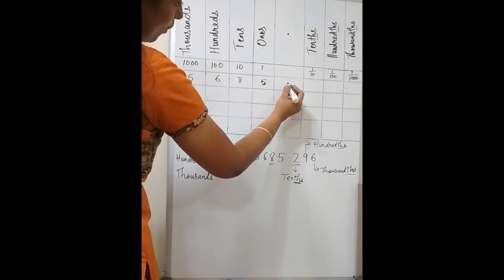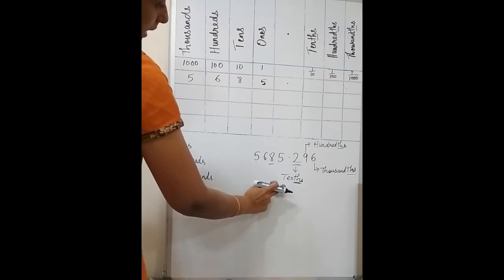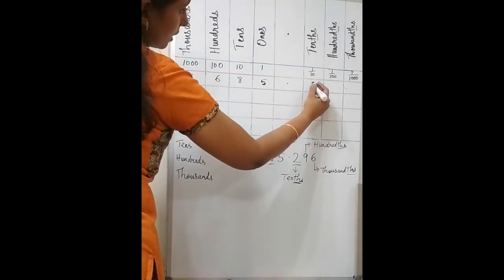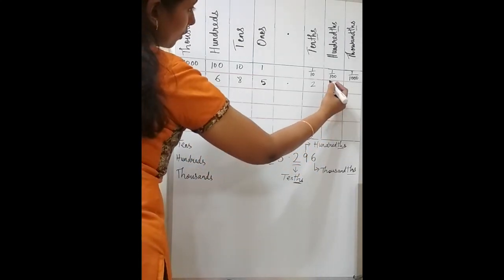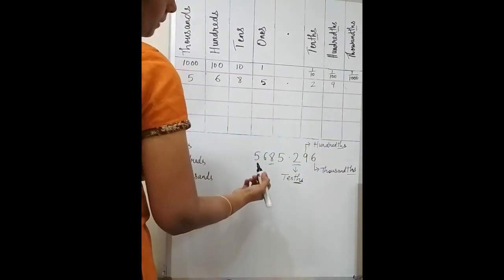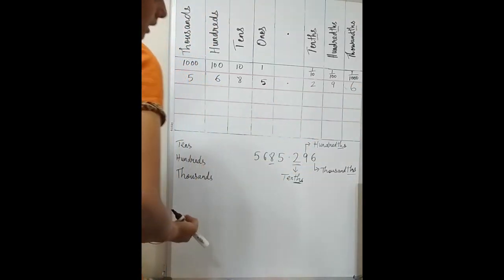Now how are we going to represent this in the place value chart? We have a decimal point here, right? So this 2 is in the tenth place, so I am going to write it here. 9 is in the hundredth place, so I am going to write it here. And 6 is in the thousandth place. 6 I am going to write here.